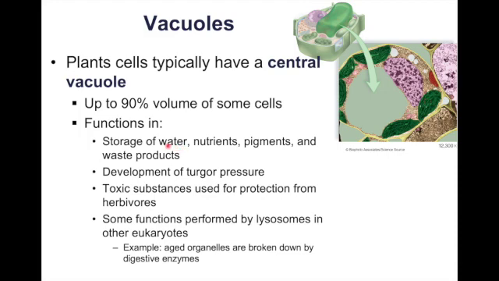So mostly storage of water, but also storage of nutrients, and some digestive enzymes in there too, so they can do some of the jobs that a lysosome might do. The development of turgor pressure helps keep this cell full and rigid as opposed to floppy. Think of celery or a carrot that's been in your refrigerator for way too long and doesn't have that snap anymore. That's because the vacuoles are empty and it no longer has what we call turgor pressure. They can use it for protection using toxic substances, and like I said, for digesting some things, much like lysosomes would have.